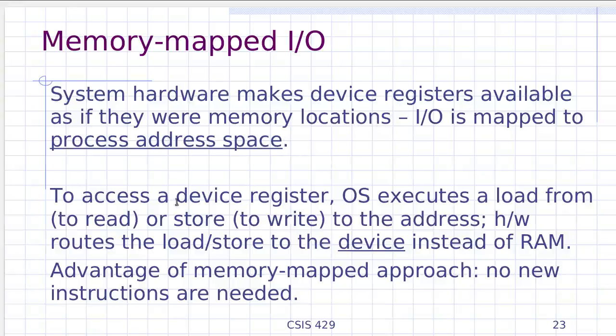And so to access a device register now with this memory mapped I/O, all the OS does is just write to memory, but it's actually not memory. It is a register on a device that you're writing to. It's actually hardware. So you can write to some address or read from some memory, and what you're doing is actually accessing this hardware. And so this hardware will route that load, store, or move instruction to the device rather than RAM.